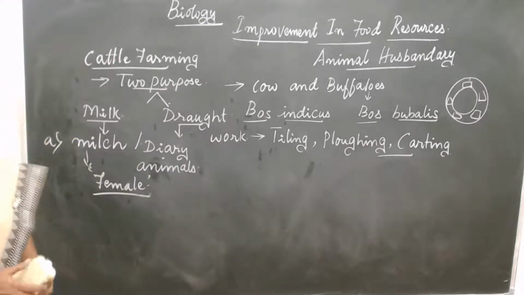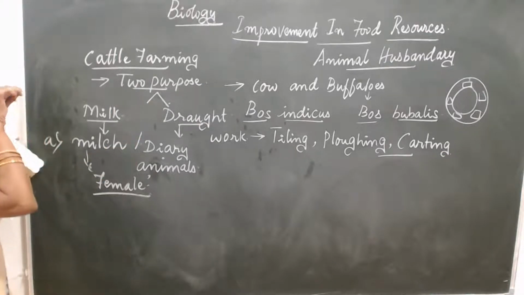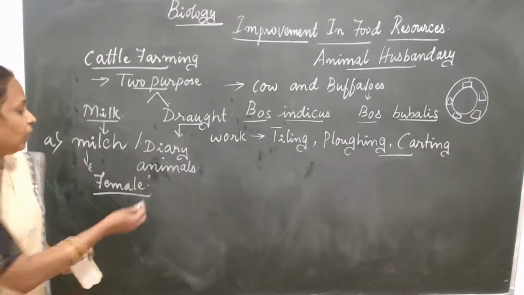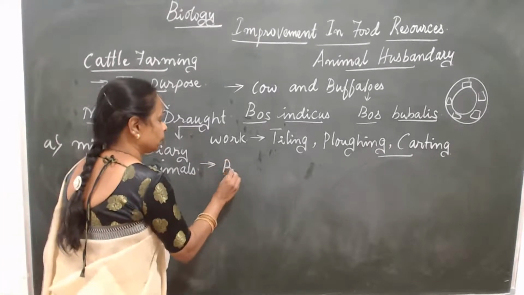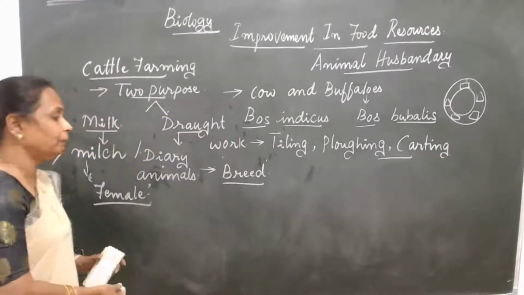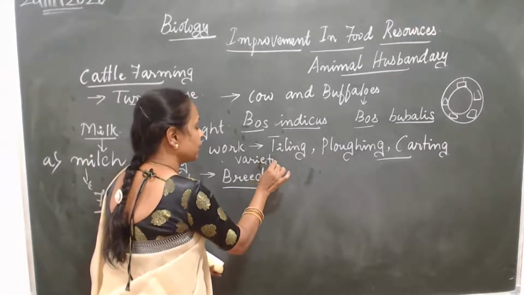Then, when I speak about the dairy animals, these dairy animals are considered based on which breed. We will go to the word breed. It is parallel to the word variety.